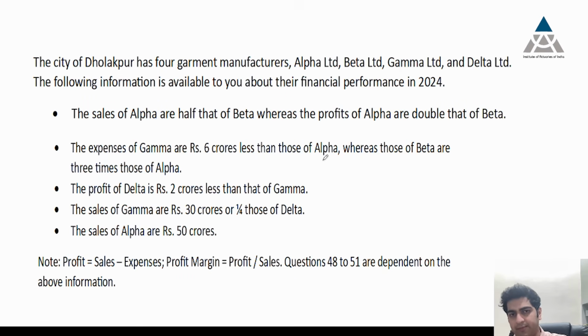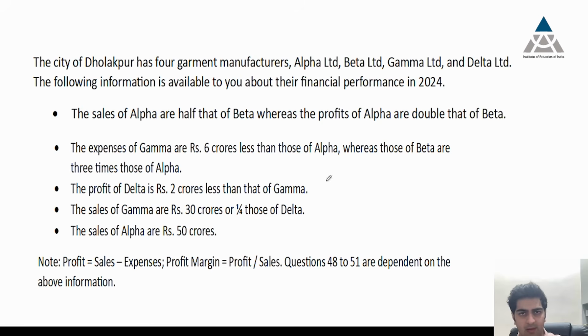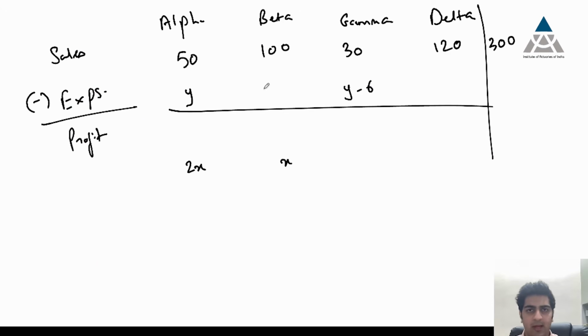Expenses of Gamma are 6 crores less than those of Alpha, whereas those of Beta are 3 times those of Alpha. So Gamma's expenses are 6 crores less than Alpha, which means if Alpha's expenses are y, Gamma's expenses are y minus 6, and Beta's expenses are 3 times those of Alpha, so Beta's expenses would be 3y.